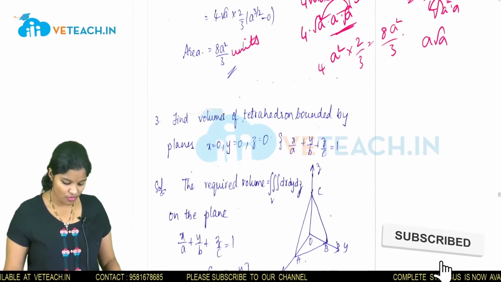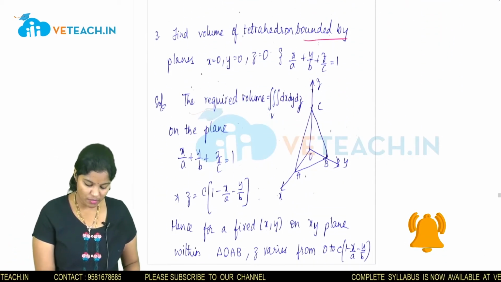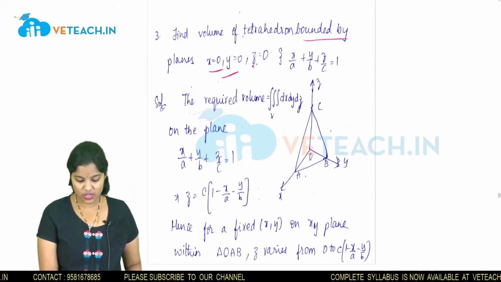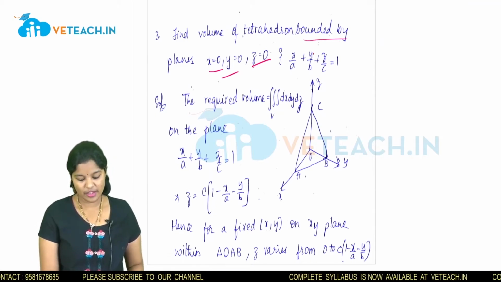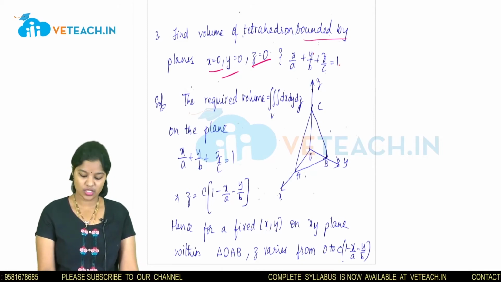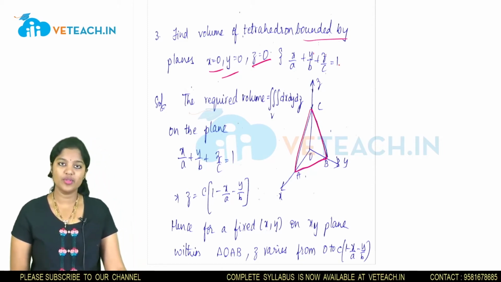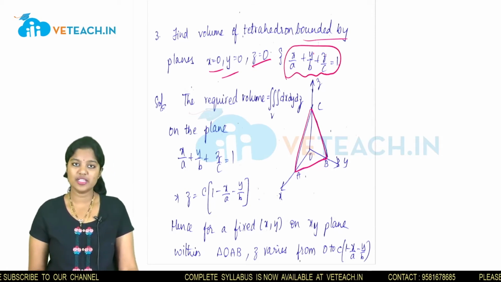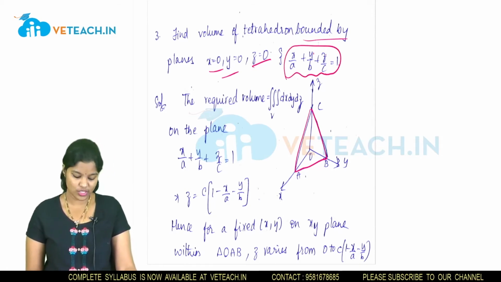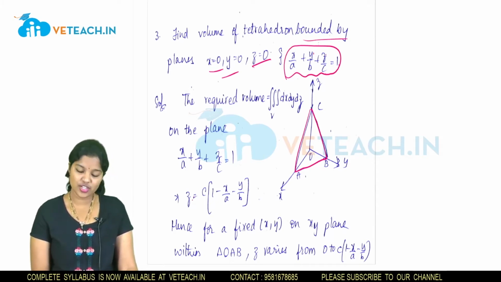Next, find the volume of the tetrahedron bounded by x equal to 0, y equal to 0, z equal to 0, and x by a plus y by b plus z by c is equal to 1. That means we should find this volume with respect to the axes. So the given condition here is x by a plus y by b plus z by c equals 1. Now what can we take from this condition?